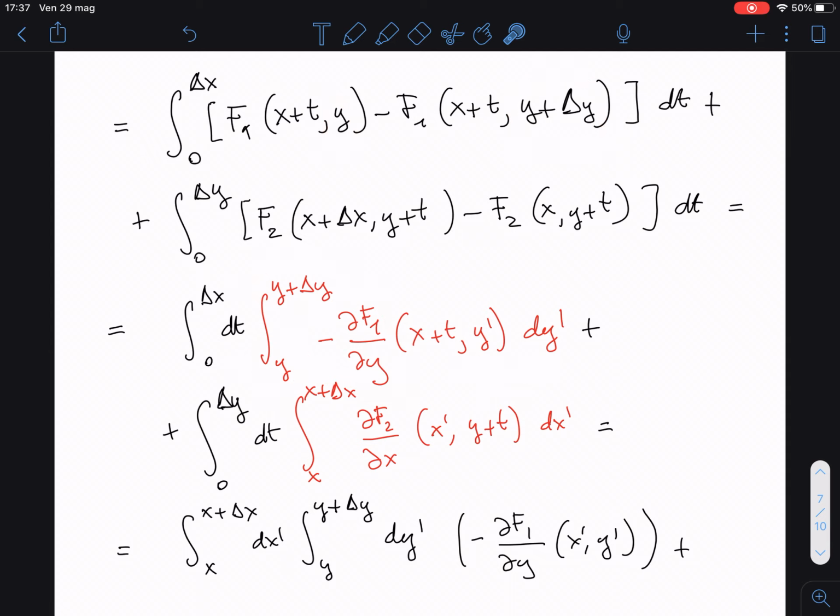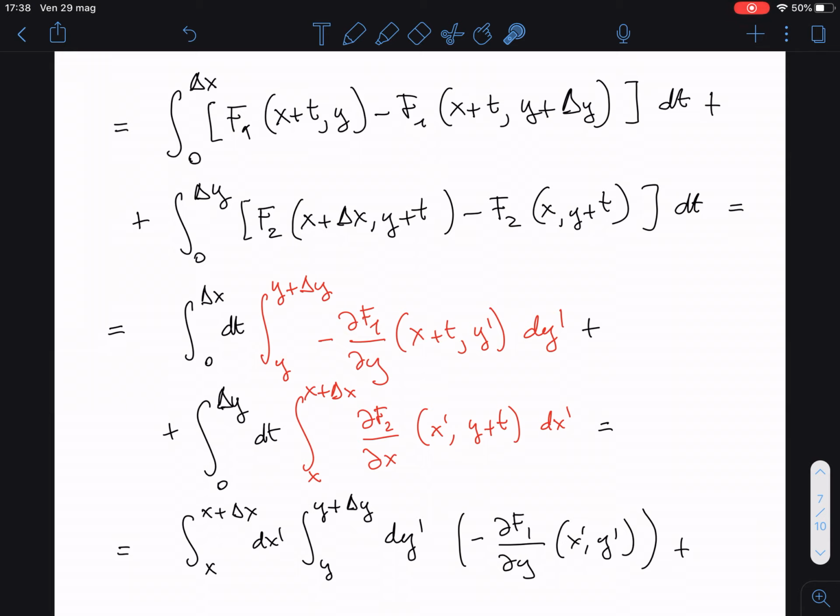Why minus? Because here, as it is written, it is not the function computed in y plus delta y, the upper extreme of integration, minus the function computed in y, but it is exactly the opposite. And this is what we find.